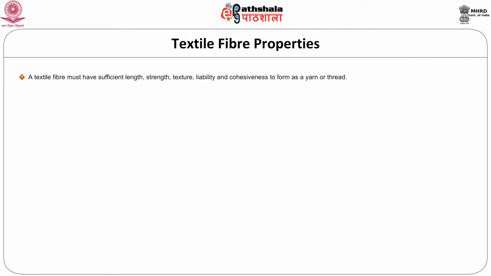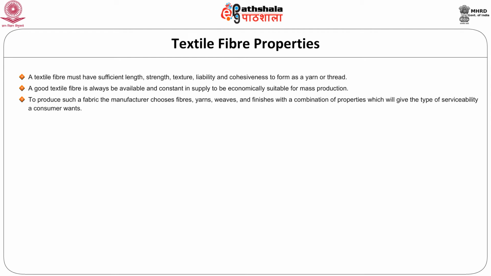To be spinnable, a textile fiber must have sufficient length, strength, texture, pliability, and cohesiveness to form a yarn or thread. A good textile fiber must always be available and constant in supply to be economically suitable for mass production. To produce such a fabric, the manufacturer chooses fibers, yarns, weaves, and finishes with a combination of properties which will give the type of serviceability a consumer wants.